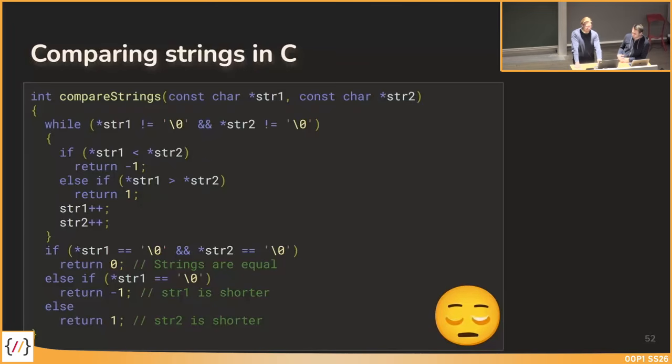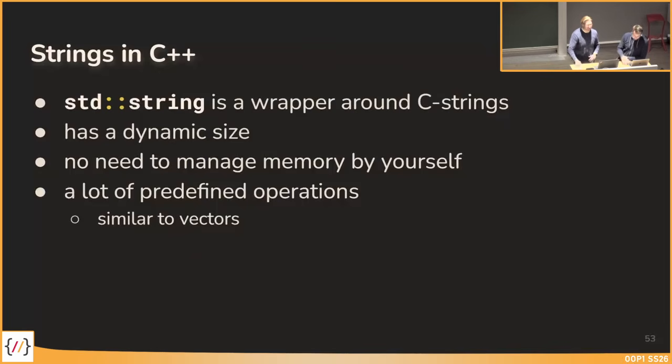Exactly, I promise. Because in C++, strings, or the std::string data type, is actually just a wrapper around the C strings, so the character pointers that we have used in C. But the cool thing, similar to vectors, is that std::strings have a dynamic size.